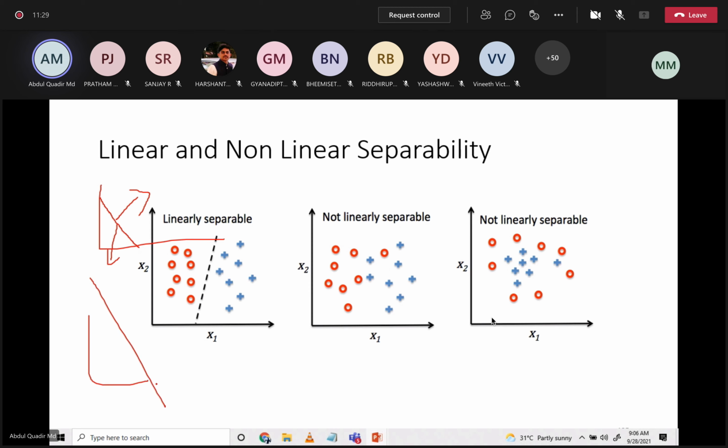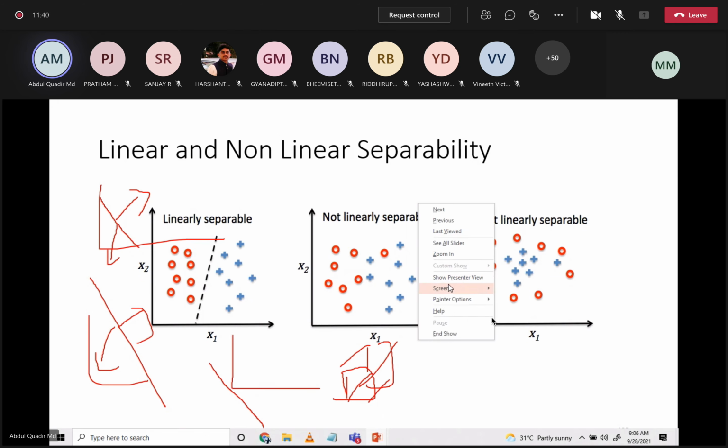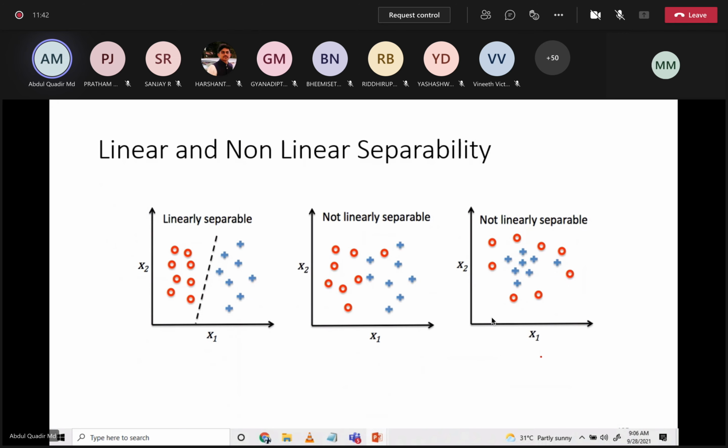Okay, for AND, and also for OR, we were able to separate. Anything above 1, and above tautology, we were able to separate. For 3 inputs, we were able to separate. Those were the examples of linearly separable that we saw. So this is an example of linearly separable.